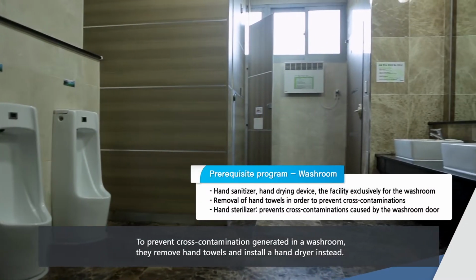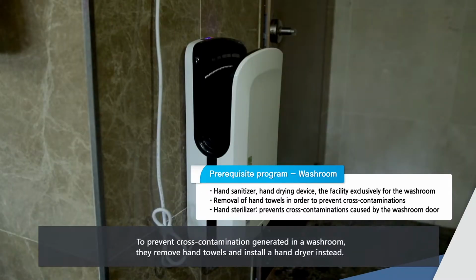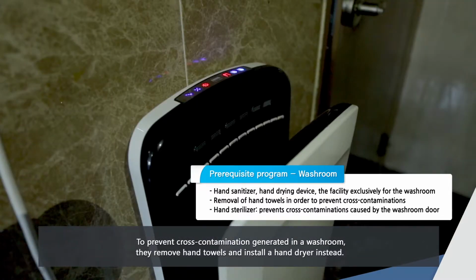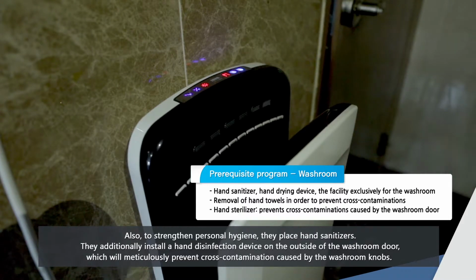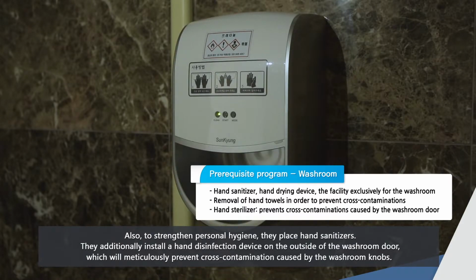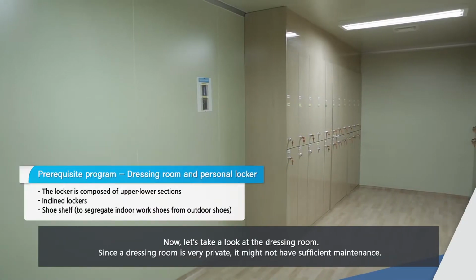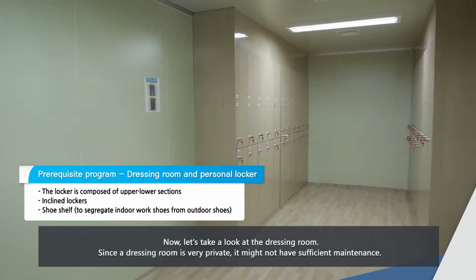To prevent cross-contamination generated in a washroom, they remove hand towels and install a hand dryer instead. Also, to strengthen personal hygiene, they place hand sanitizers. They additionally install a hand disinfection device on the outside of the washroom door, which will meticulously prevent cross-contamination caused by the washroom knobs. Now, let's take a look at the dressing room.